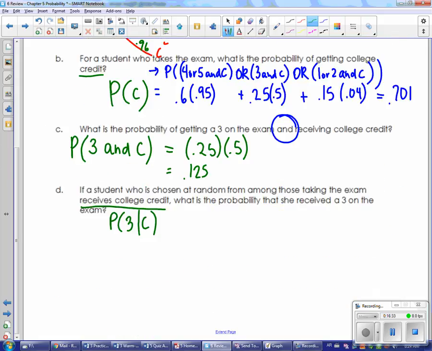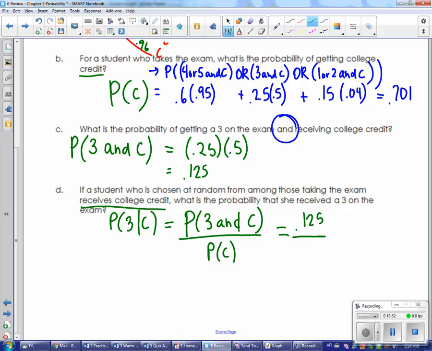So here's where you absolutely need to apply the formula. This is the probability of both 3 and C divided by the probability of the given, which in this case is C. And these are the two probabilities that we found in parts B and C. So the probability of both we found in part C was 0.125. The probability of the given, or getting credit, is what we found in part B, 0.701. And so when you put all that together, you should get 0.178.